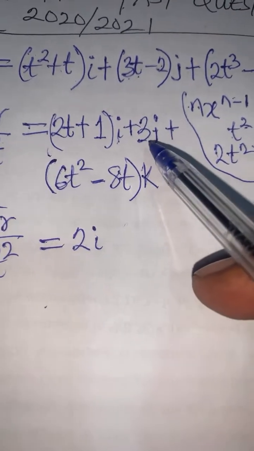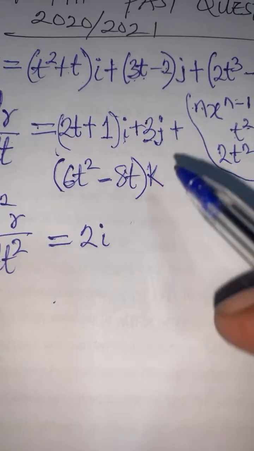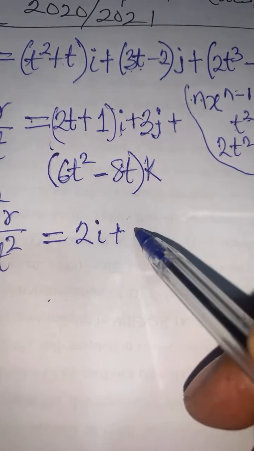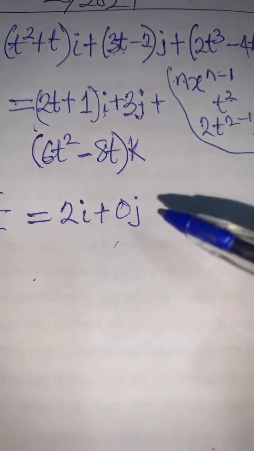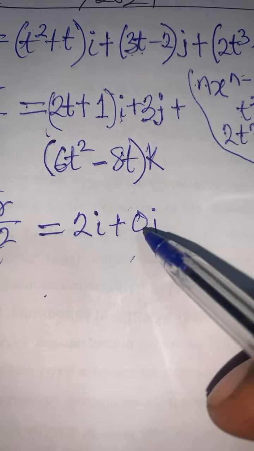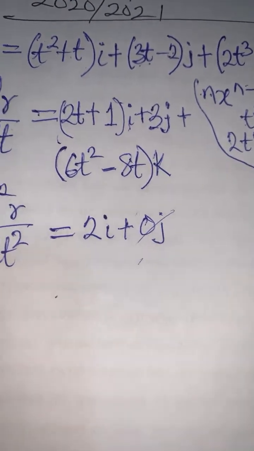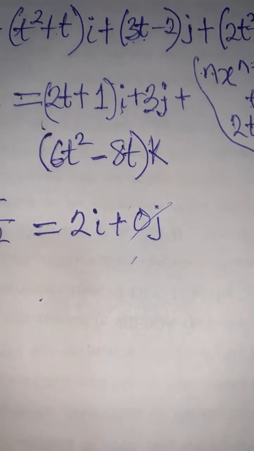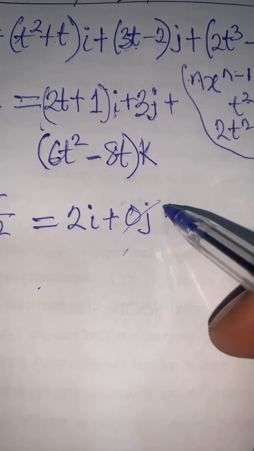Let's move down to this one. Differentiation of 3 is 0. So there's no point in having something like 0j. But if you just want to leave it like this, it's still fine. But left for me alone, I wouldn't want to add this, because nothing is nothing. All right?